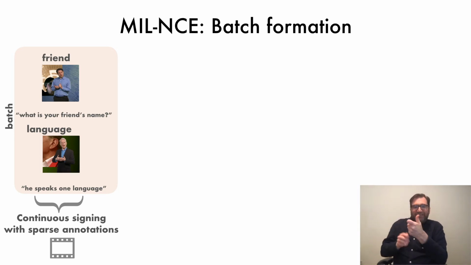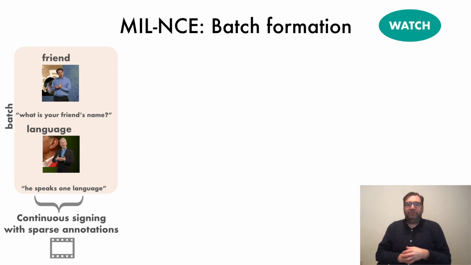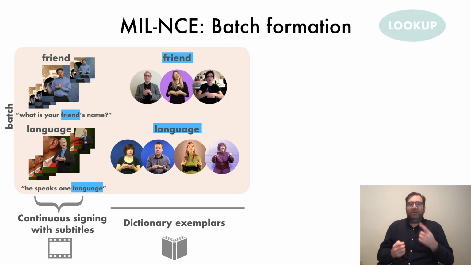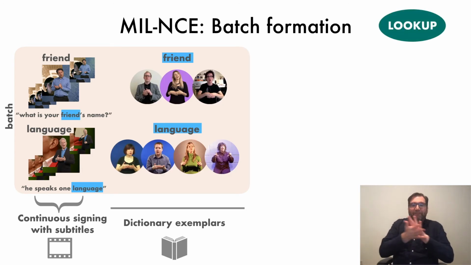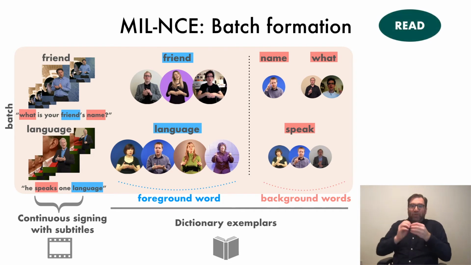Firstly, we start by watching sparse localized annotations in continuous signing video, in this case for the signs friend and language. We then extend the temporal window around the annotation to cover the duration of the associated subtitle. Secondly, we look up in the dictionary the isolated sign examples for the annotated signs friend and language. Finally, we read the subtitles associated with the continuous signing video and look up the remaining background words in the dictionary.